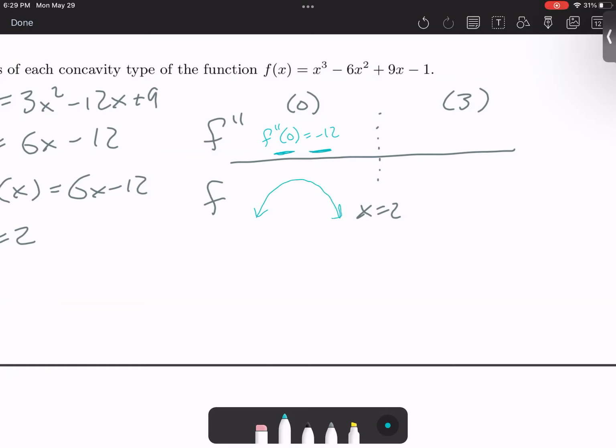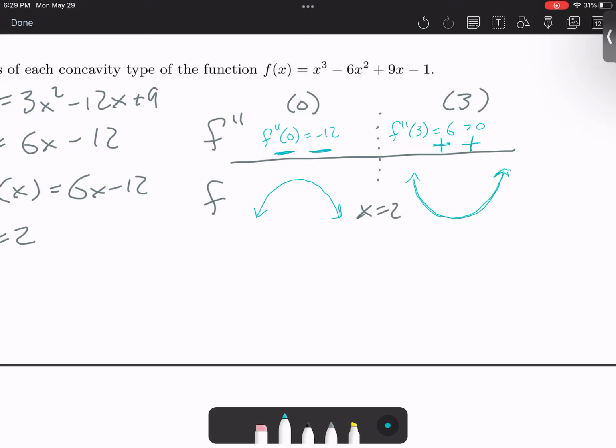If you plug in 3 into the second derivative, this returns 6. That's greater than 0. This is positive, positive, because it's the second derivative. That means the function is concave up, kind of makes a smiley face.